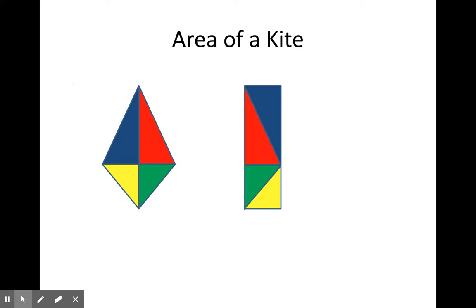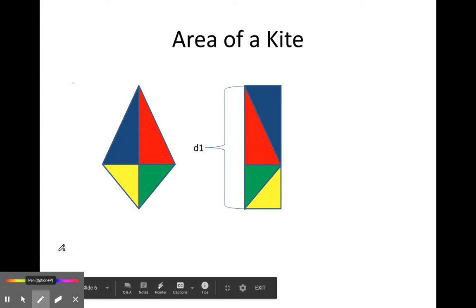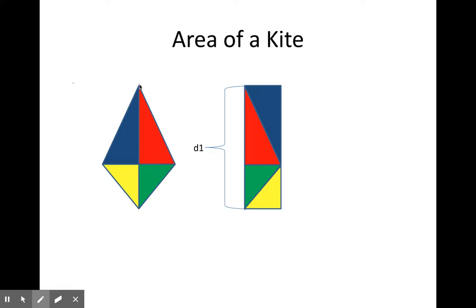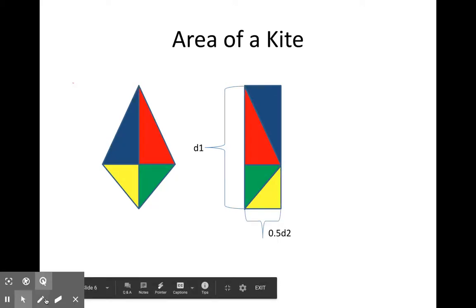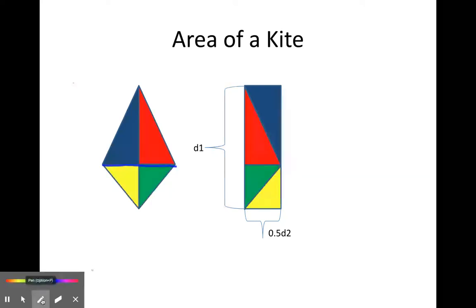Okay, so notice how the blue and the red, just change them around and we get a perfect rectangle at right angles. And now we want to label everything. So we're going to call that diagonal 1. D1 stands for diagonal 1. That's always going to be the one that cuts through the vertex angles. Okay, but then diagonal 2 is the one that cuts through the non-vertex angles. It's the one that gets bisected.